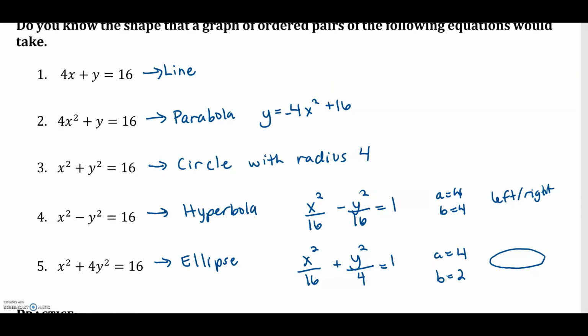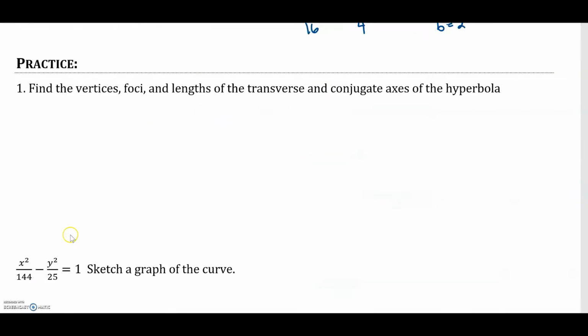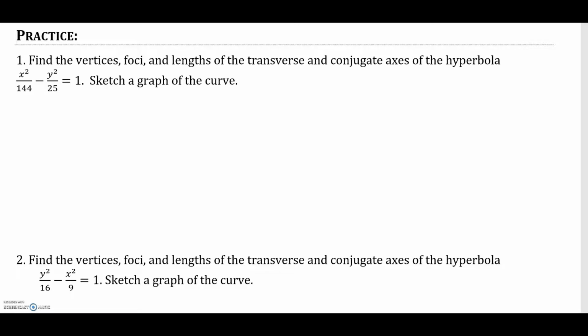Let's do some practice examples involving hyperbolas. Question 1 says, find the vertices, foci, and lengths of the transverse and conjugate axes of the hyperbola x squared over 144 minus y squared over 25 is equal to 1. And we want to sketch the curve. So here the positive portion of our curve is with x squared, and the negative is with the y squared. Therefore, the hyperbola opens left, right.